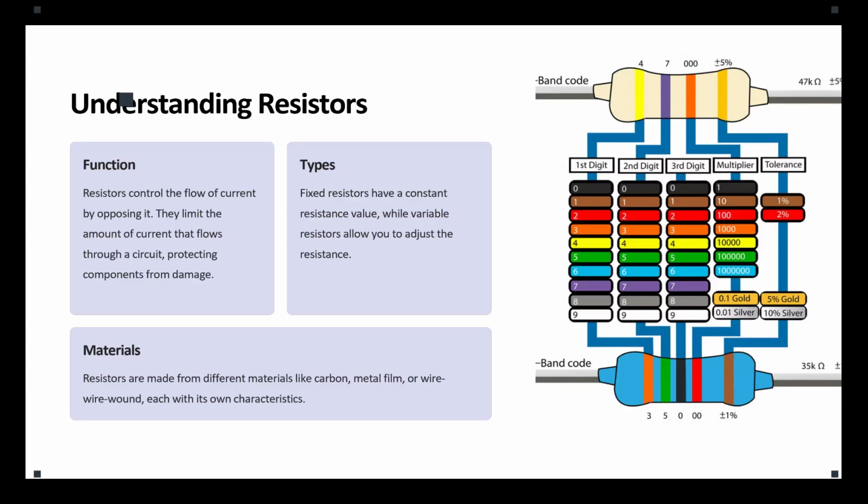Now, resistors have several types. It could be constant, it could be variable, and the variable one we call a potentiometer. You can change the value of the resistance.